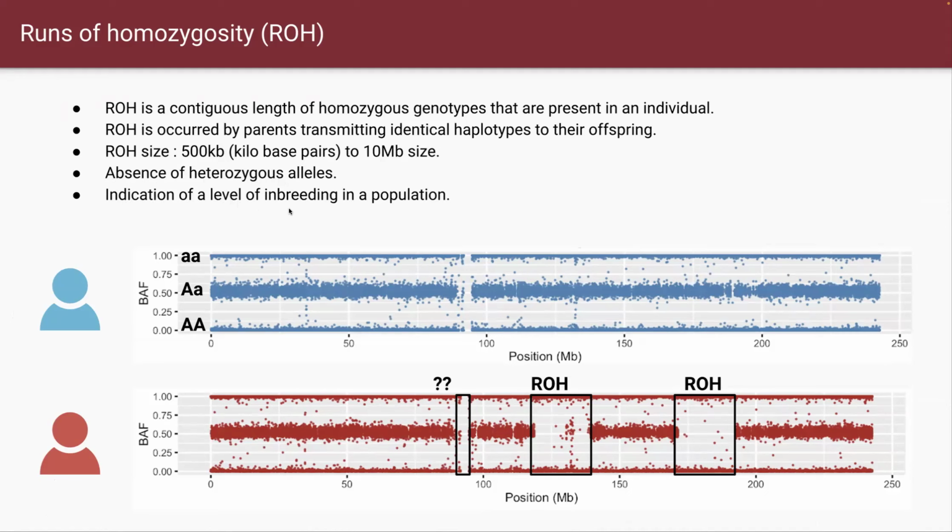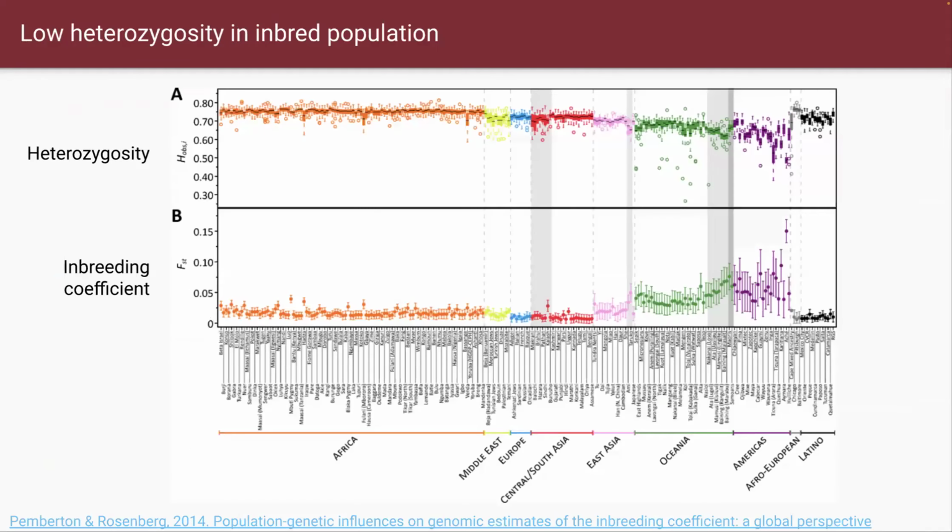So when you see a person from an inbred population, your expectation is that the person might have a higher level of ROH compared to a cosmopolitan population. So we can use this information to infer how far the inbreeding happened in a population.